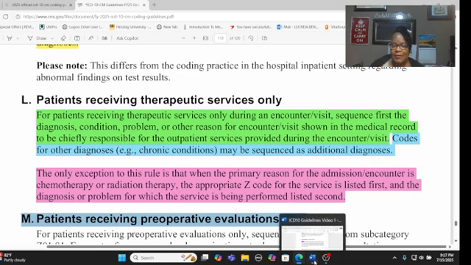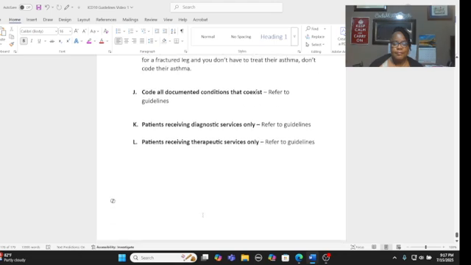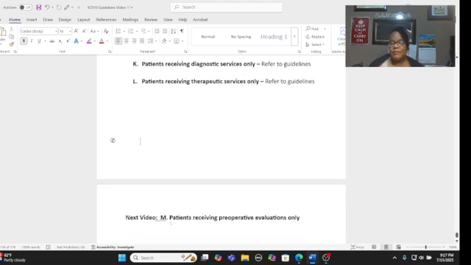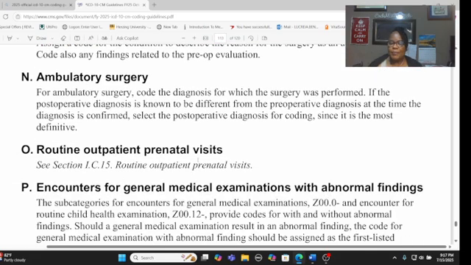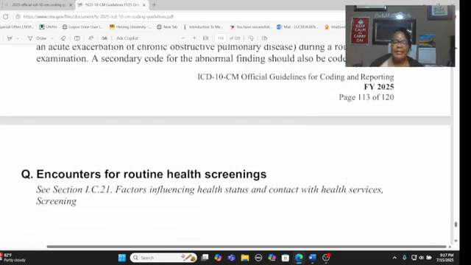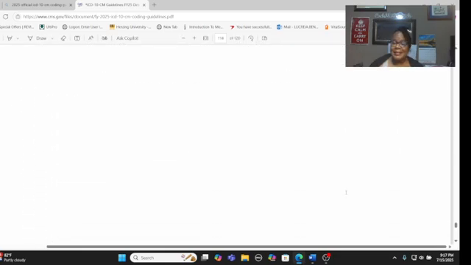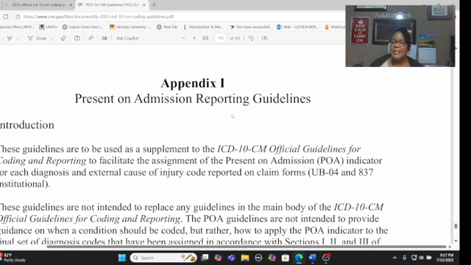Okay, we're down to M. Next video, M, patients receiving preoperative evaluations only. Guys, we're almost at the end. We only have M, ambulatory surgery, routine outpatient prenatal visits already captured up in the prenatal. So we only have M, N, and P, encounters for general medical examination with abnormal findings. And that's it. I am going to discuss Appendix A for present on admission reporting guidelines.